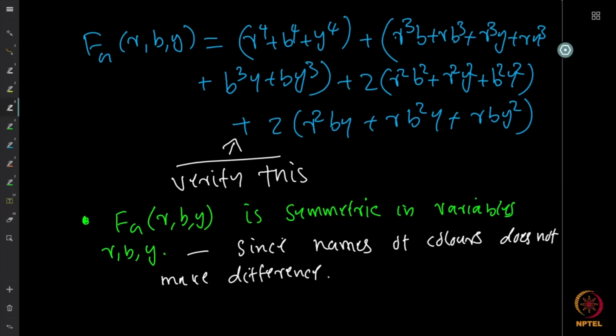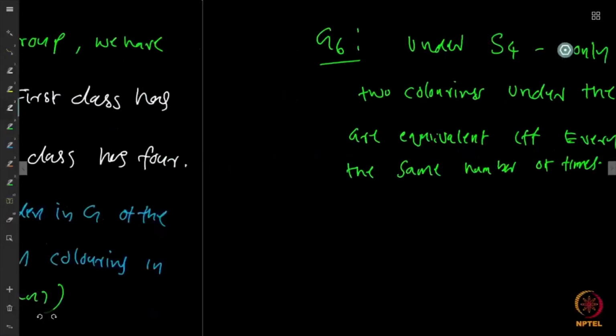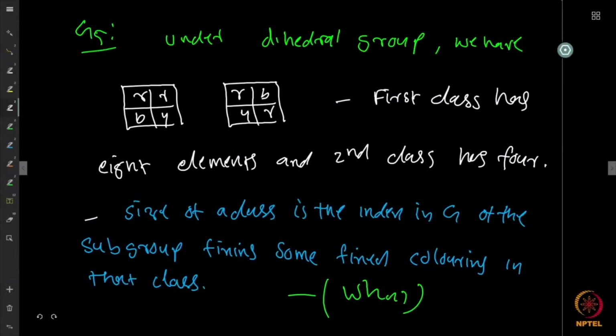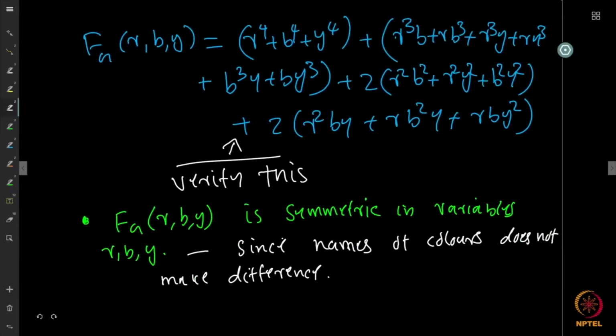And then, as we checked before, r square b y, right? r is appearing twice, b is appearing once, and y appearing once. This is precisely what we calculated in the previous example, right? Where we are looking at this, we say that there are two in this class, right? G5 has exactly two, right? These are the two representatives here. So you will get 2, and for all the other symmetric cases, right? rb square y, rby square. So check this. I mean, it's quite easy, and make sure that this is precisely the generating function that we are looking at.